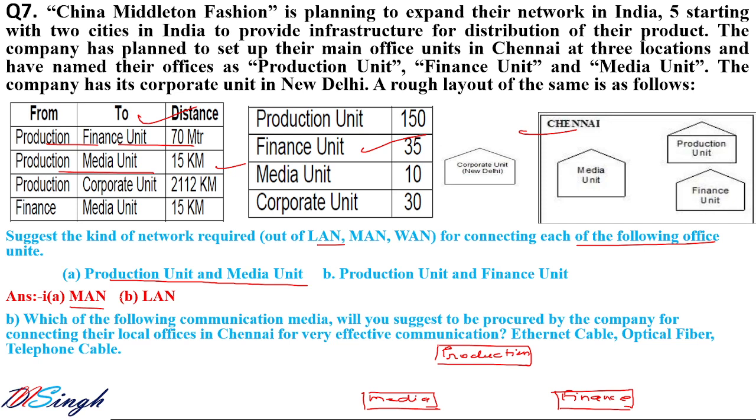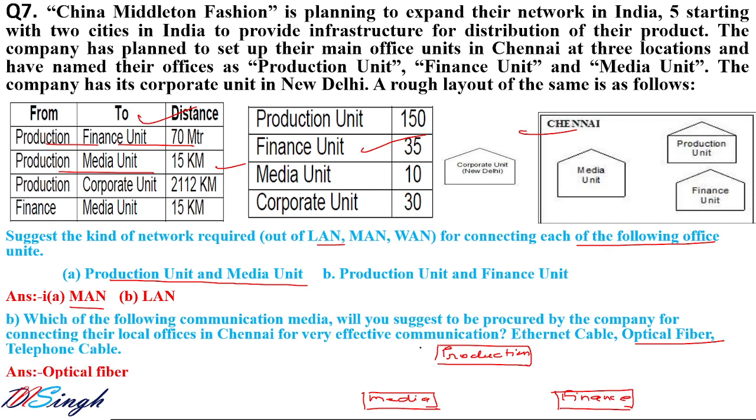Sorry, my mic dropped. Which of the following communication media will you suggest to be produced by company for connecting local offices in Chennai for a very effective communication? What is it asking? It is asking the media through which you connect all these units together: Ethernet cable, optical fiber cable, or telephone cable. So for that purpose we can have the optical fiber cable. If the option is available, we will go for the optical fiber, fine, because it is very fast and our communication is going to be very fast if we use optical fiber cable.